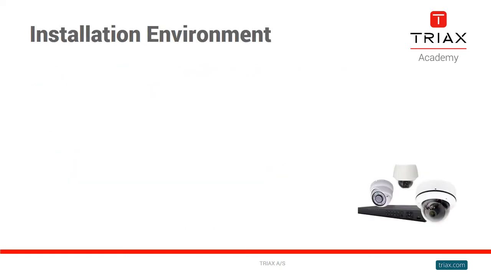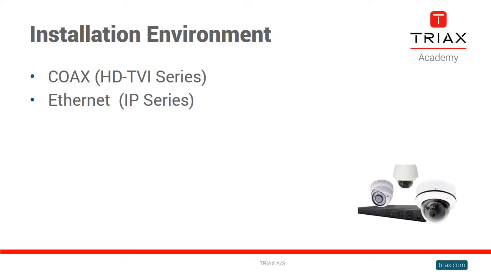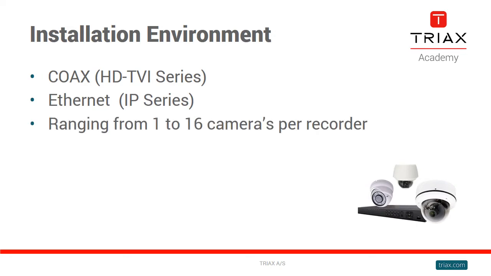First we will talk about the environment in which Triax CCTV can be installed and used. Triax CCTV can be installed either on a coax cable installation, with the HDTVI cameras and recorders, or on Ethernet with the IP cameras and recorders. The installation can range from 1 camera, and up to 16 cameras on one recorder.